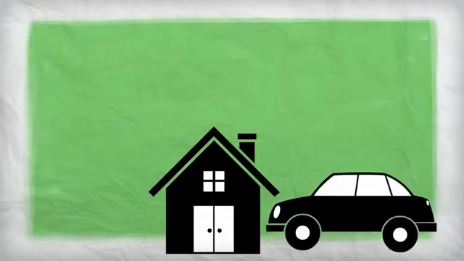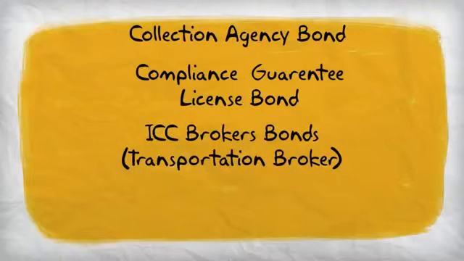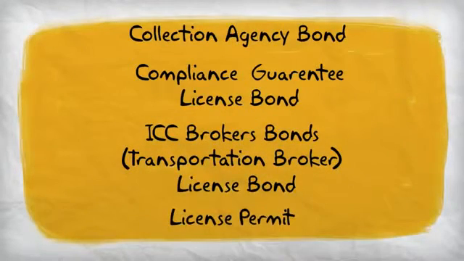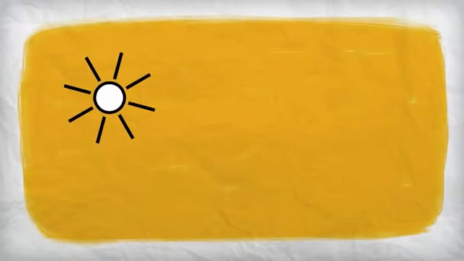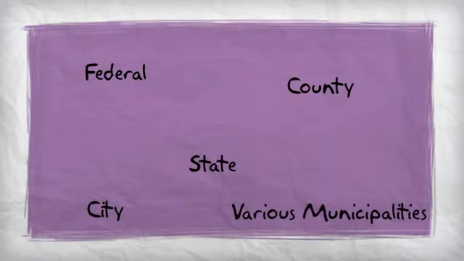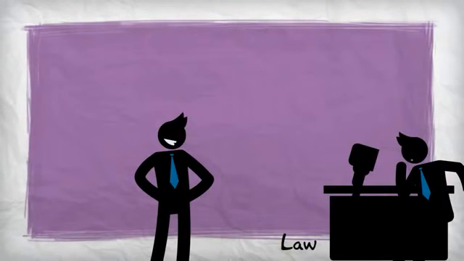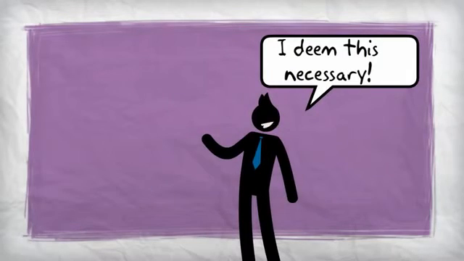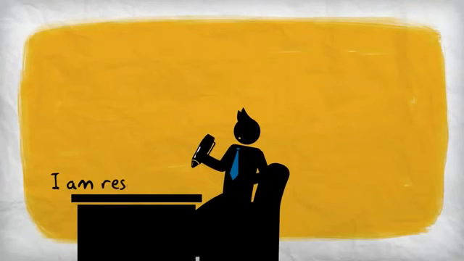Now, some bond types included with licenses and permits are collection agency bonds, compliance guarantee license bonds, ICC broker bonds, license permit, mortgage brokers, motor vehicle dealer bonds, and tax bonds. Again, new commercial bonds crop up every day. They are created by federal, state, county, city, or various municipalities in conjunction with all sorts of legislation that guarantee the compliance with the law to pay taxes or whatever else the legislature deems necessary. All are business and credit related and do follow the same basic rule that the applicant is ultimately responsible for any claim made upon a bond.